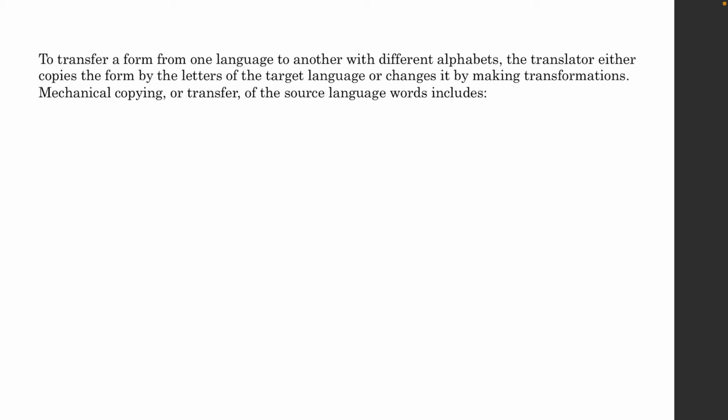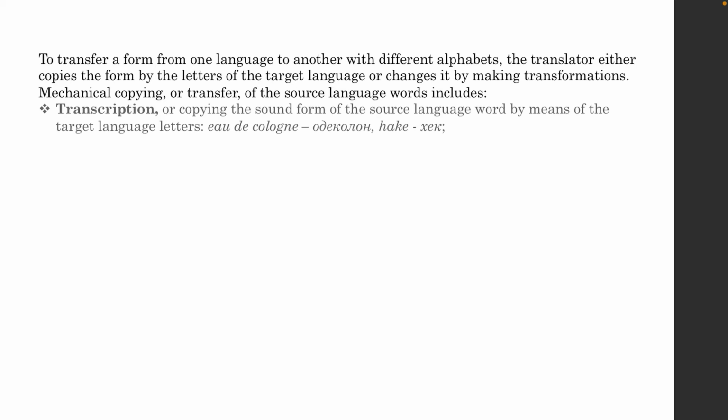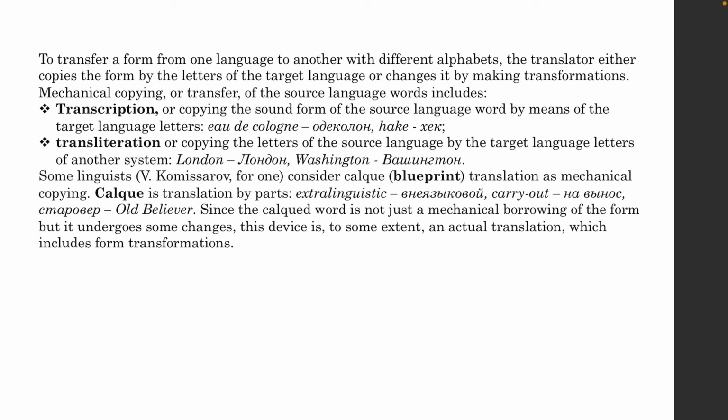To transfer a form from one language to another with different alphabets, the translator either copies the form by the letters of the target language or changes it by making transformations. Mechanical copying or transfer of the source language words includes the first, transcription, or copying the sound form of the source language word by means of the target language letters. The second, transliteration, or copying the letters of the source language by the target language letters of another system.